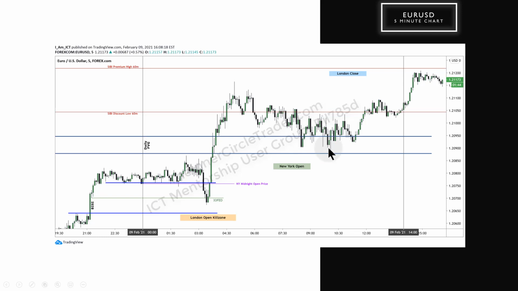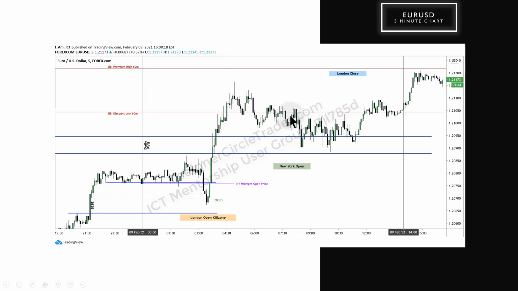We see it go a little bit lower at the beginning of London close, but then we have an optimal trade entry here, and it starts to rise. So it'll be interesting to see if we continue lower on dollar and higher on euro. That's what I'm favoring. 60-minute sell side imbalance, discount low, sell side imbalance, buy side inefficiency, premium high. These levels are seen on your hourly chart.